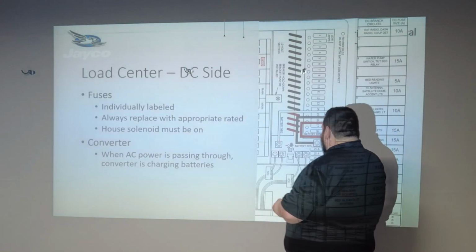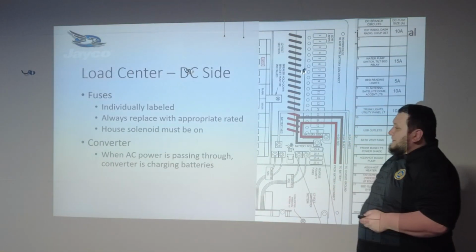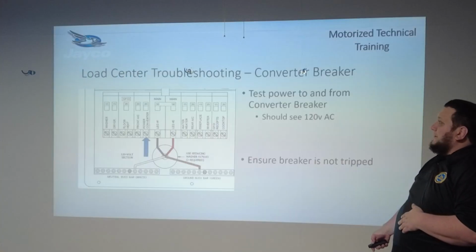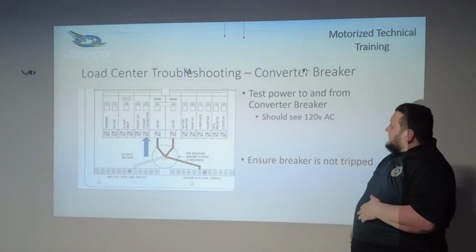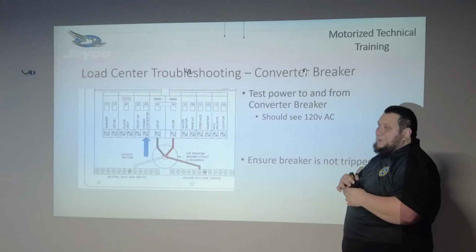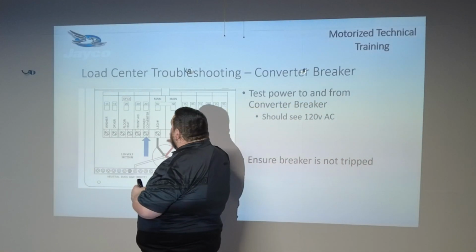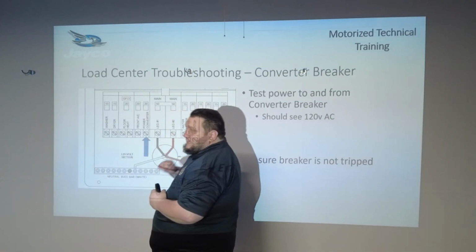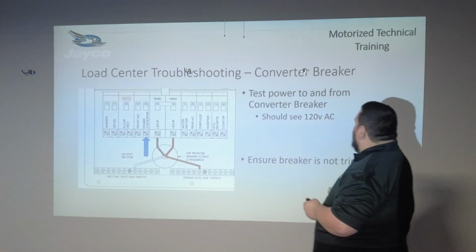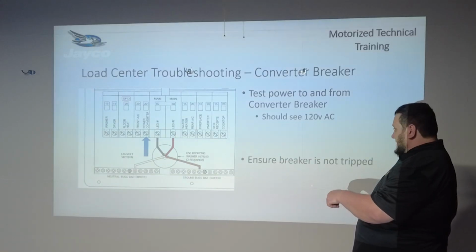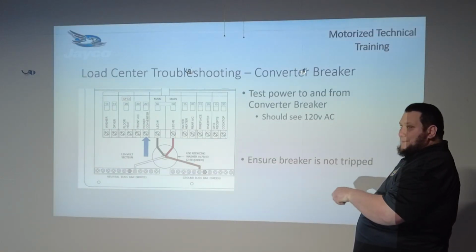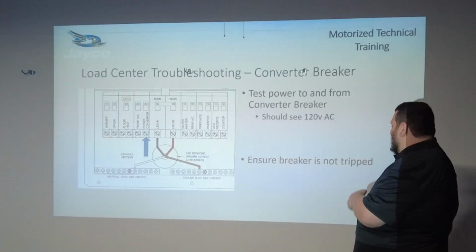We've also got our converter, which is down here. We've got AC power passing through to charge the batteries. When we're talking about our converter, we want to go through the same kind of troubleshooting we did earlier, right? We want to make sure we've got power coming in, going across, and coming out of our power converter here. But first and foremost, make sure our breaker is not tripped.